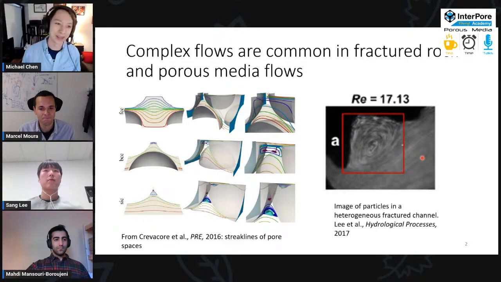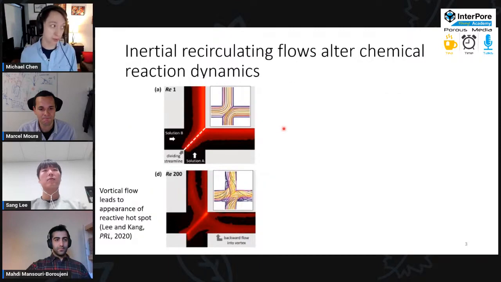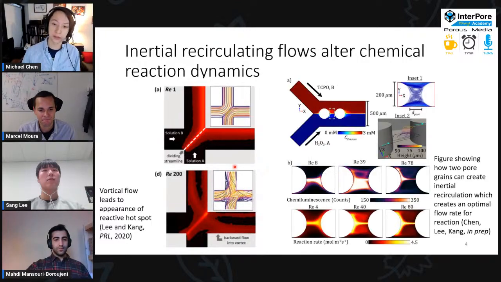We should intuit then that if we've got these complicated flows altering transport, we should see an impact of these recirculating flows on chemical reaction as well. And Song, who helped set this up and introduce this, did a really cool and neat study showing how these inertial recirculating flows, which you can see appearing here, alter chemical reaction dynamics and enhance reaction. And I also have done a work previously showing how a very idealized porous media structure by 2 pore grains also influences chemical reaction dynamics.